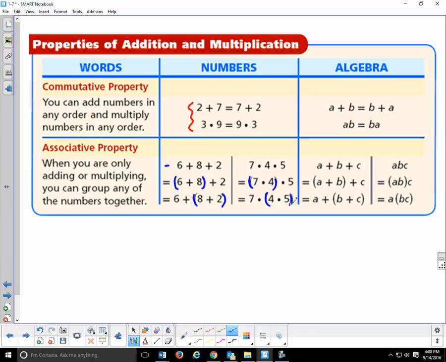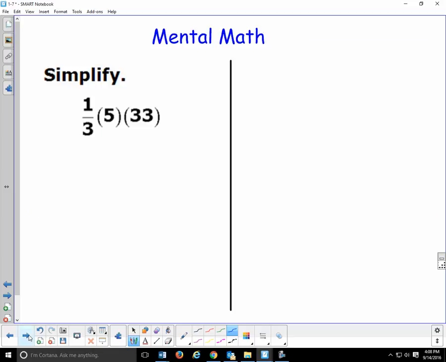All right, so those are two properties. We'll spend a little more time talking about those in the next video. So I wanted to address them now, though. So mental math. This is where we can use some of that associative property to rearrange things and do it in our head.